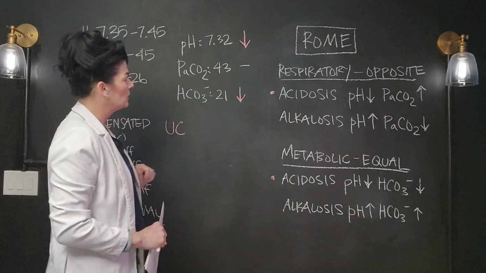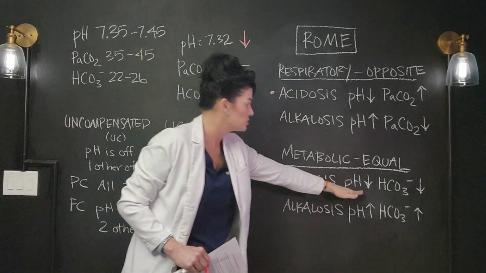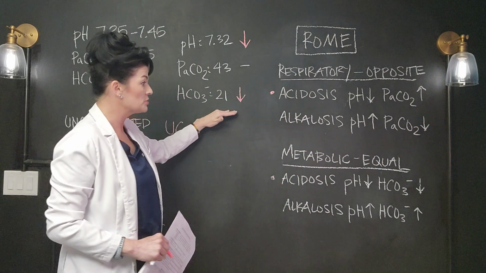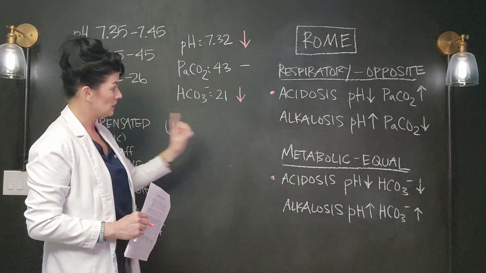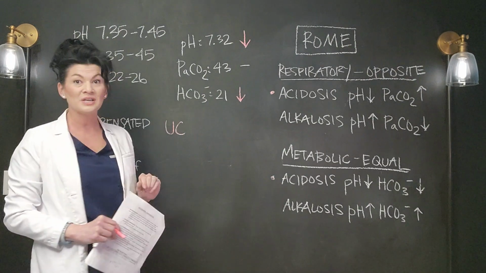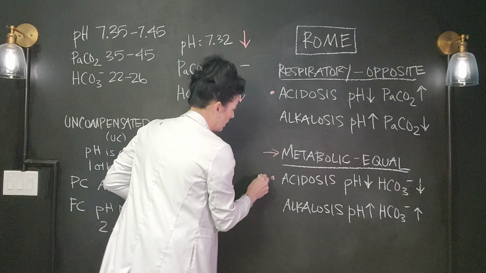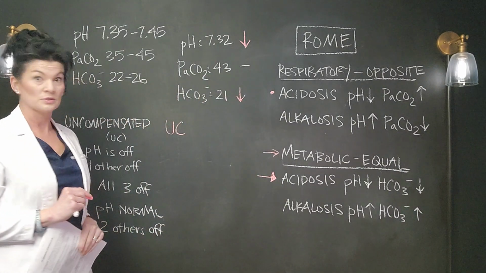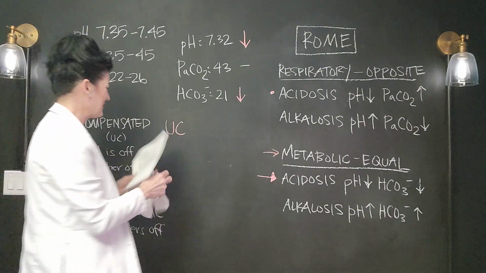Doesn't look like it. All right. In our metabolic acidosis, our pH is low. Yep, that one matches. Is our bicarb also low? It is. So your patient in this scenario is presenting with uncompensated metabolic acidosis. So far, so good. One down, six more to go.